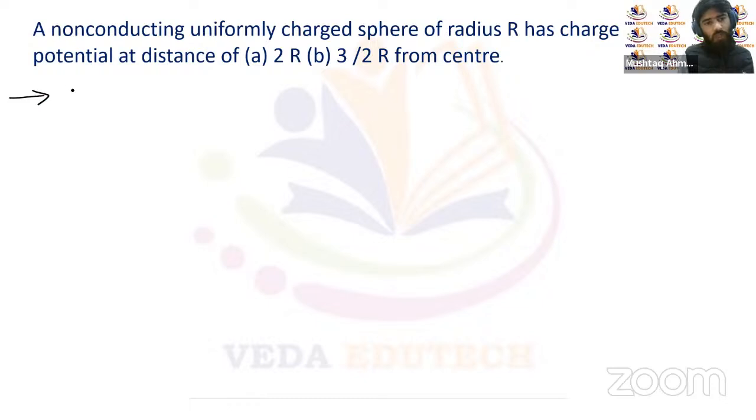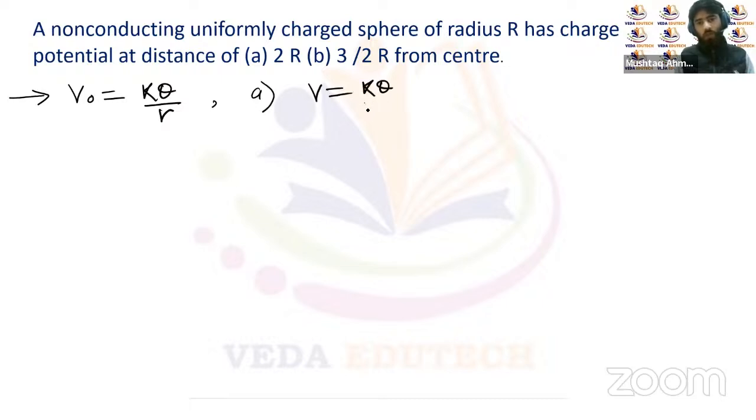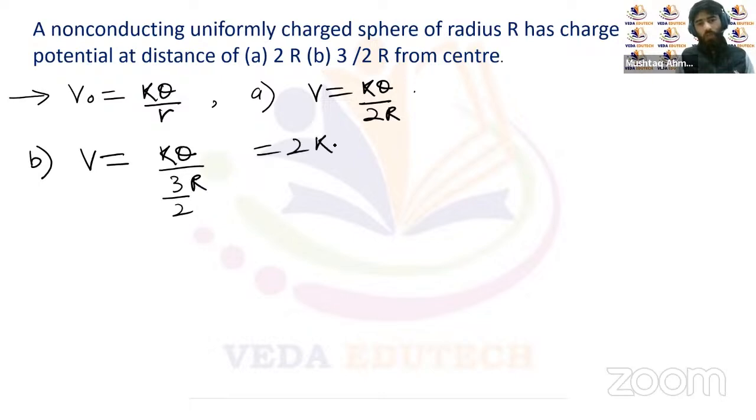The potential outside the sphere is the same as that of a point charge, kQ over r. So for part A, the potential will be equal to kQ over 2R, and for part B, the potential will be equal to kQ over 3 upon 2 R, which we can write as 2kQ over 3R.